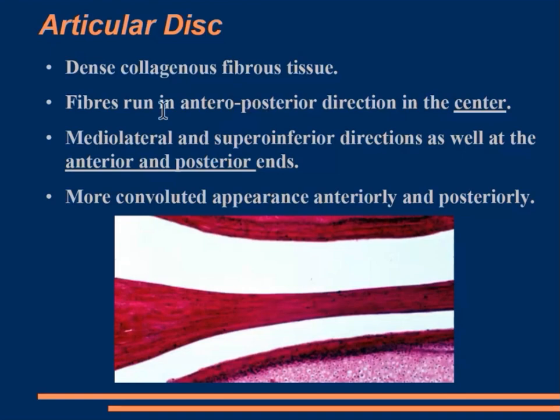So we have a regular direction of the collagenous fibers, while in the anterior and posterior ends, the extremities, we have multiple directions: mediolateral, superior, and inferior as well. So the fibers run in a more randomized direction. We see a more convoluted appearance anteriorly and posteriorly, as most of the collagen fibers are convoluted.